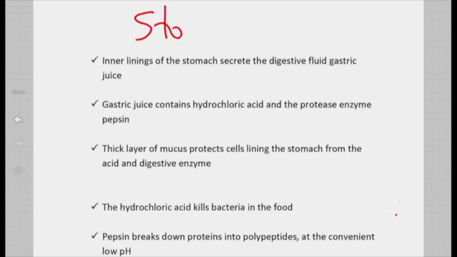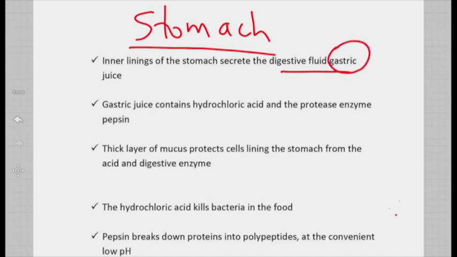So this is the stomach, digestion in the stomach. We said that the inner linings of the stomach secrete a digestive fluid, which is gastric juice. Gastric juice contains hydrochloric acid and the enzyme pepsin. So gastric juice contains two things: the hydrochloric acid and the enzyme pepsin. That is the gastric juice.